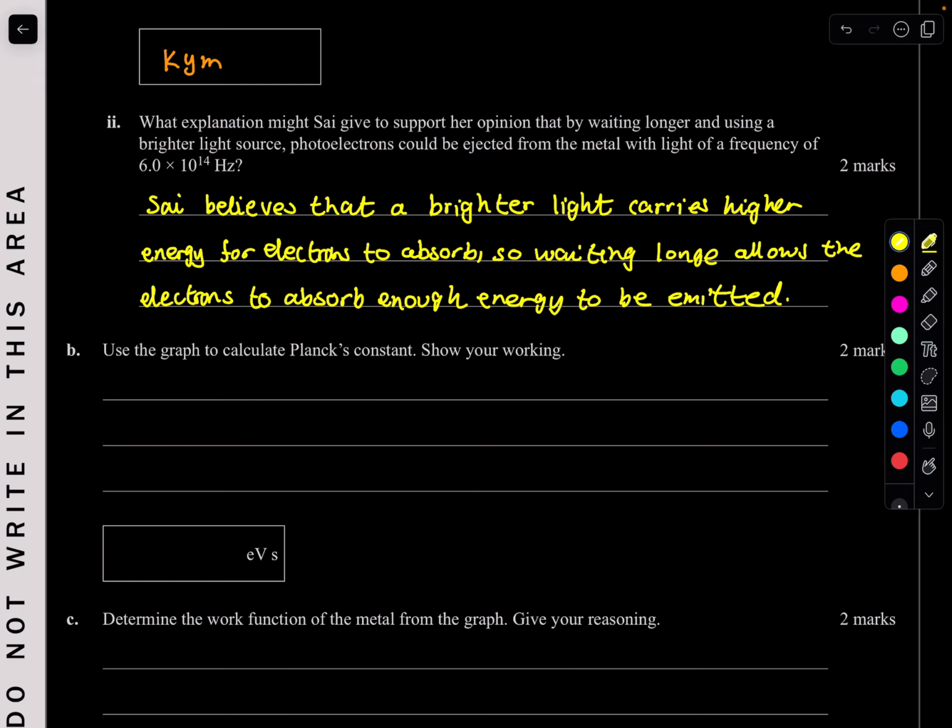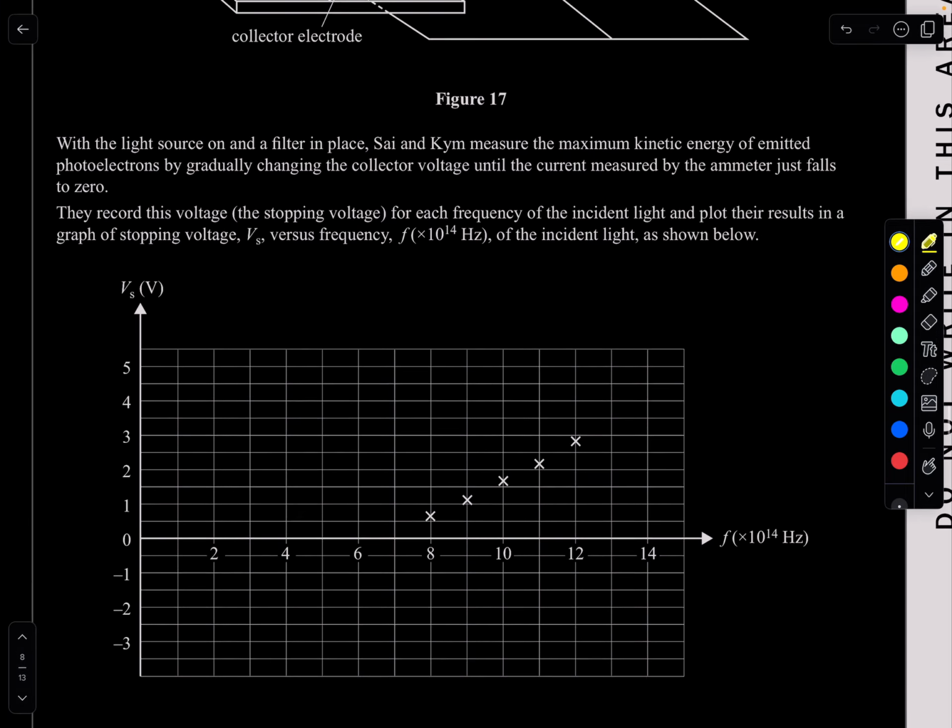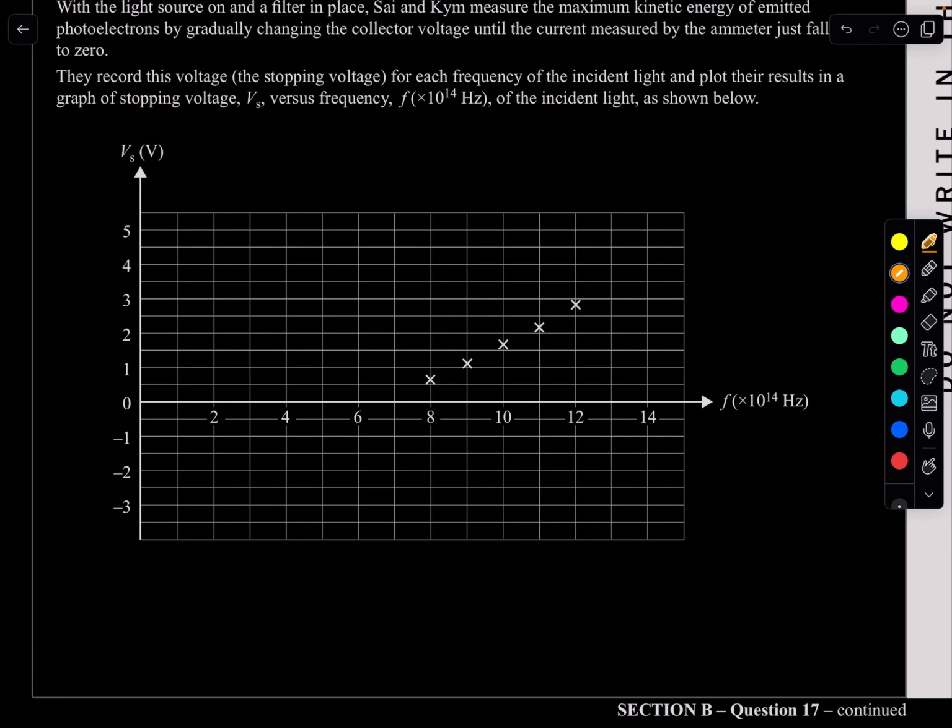Using the graph to calculate Planck's constant. Easy. Let's do that. I'm going to draw a straight line that passes through these points. I'm going to draw in red. First just a nice line that passes through all these points, and I'm going to continue it off. It's going to look like this. It needs to be basically parallel like that. Beautiful, that's perfect.